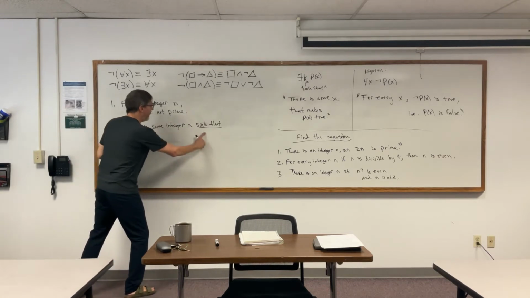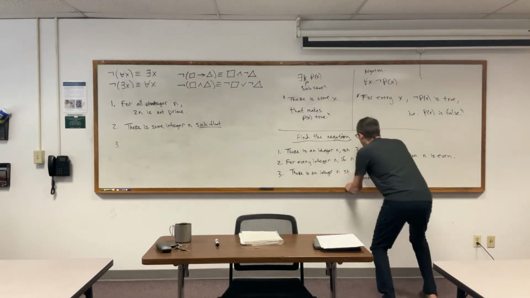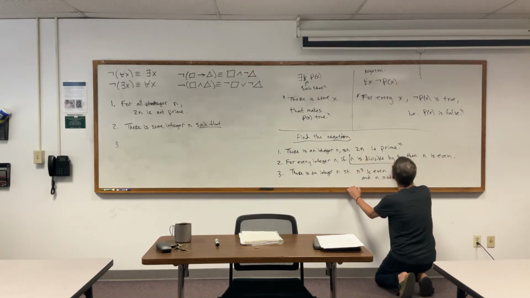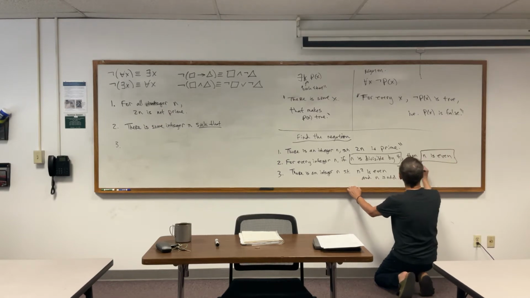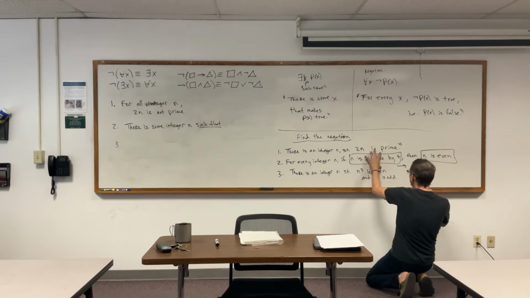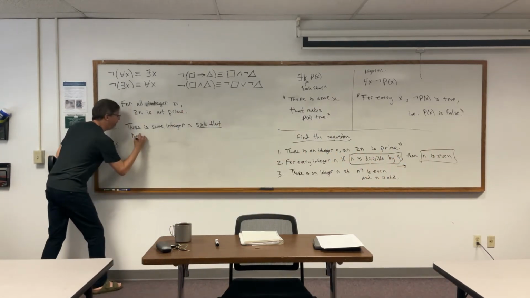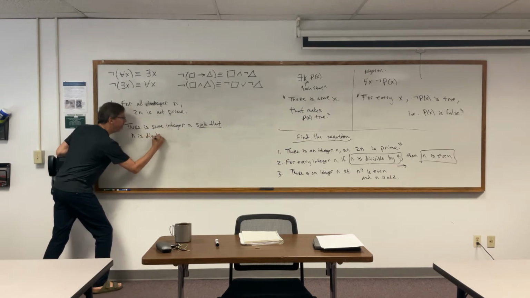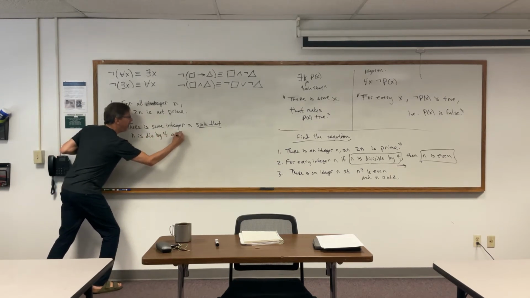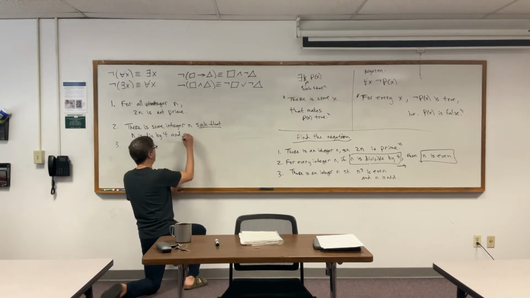There is some integer n such that, and then Yvonne negated an implication. n is divisible by 4 implies n is even. So this is P and this is Q, and this and not this is the negation: such that n is divisible by 4 and n is not even. Yvonne went the extra step and said n is odd, which is lovely.